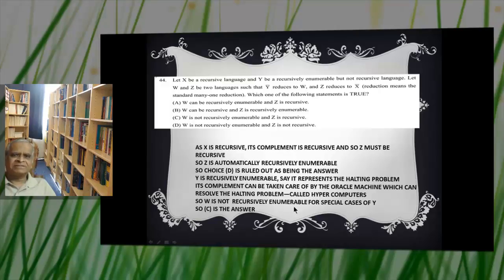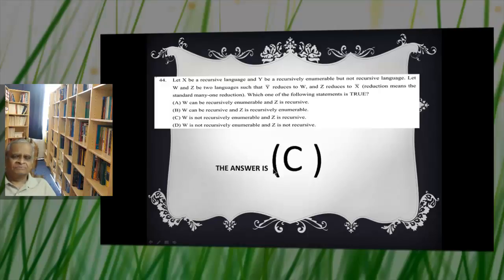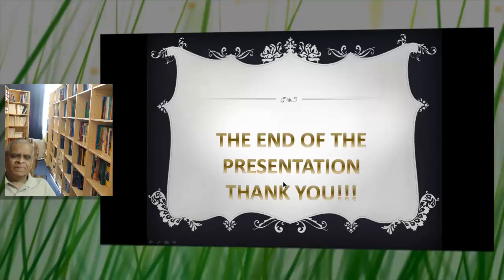W cannot be recursively enumerable because W is obtained from reduction of Y complement. So we find that W cannot be RE. So W is not RE and Z is recursive. So C is going to be the answer. Since C is true, the examiner guarantees A, B and D are false. So the answer is C. End of the presentation. Thank you for your attention.